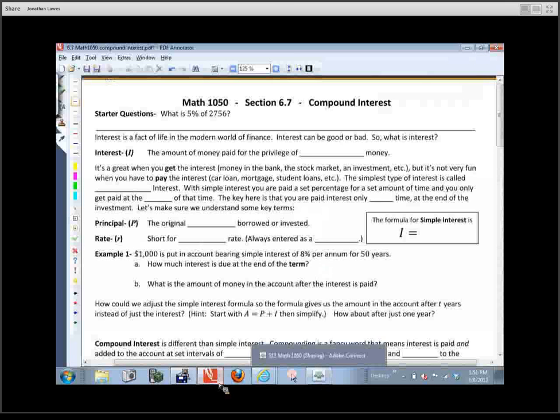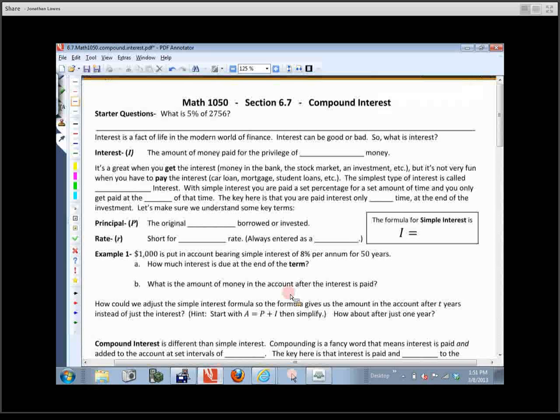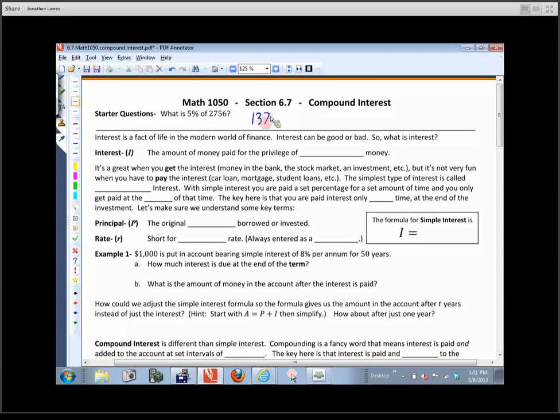Okay. So let's take a look here. Gosh, you've had plenty of time to figure this out. What's 5% of 2756? 137.80? So 137.80, right? How did you type that in your calculator? You did it longhand. That's very impressive.